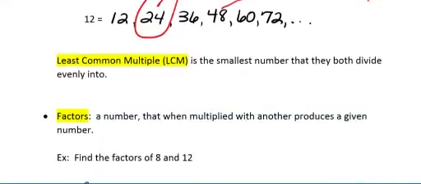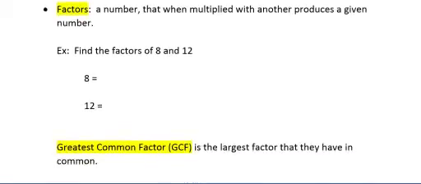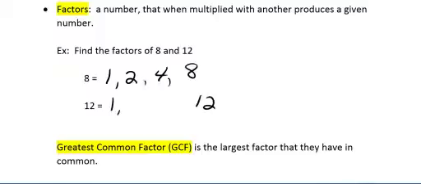Now we're going to look at factors of a number. The factors of a number are the numbers that, when multiplied by another, produce a given number. So we're going to find the factors of 8 and 12. In essence, the factors of 8 are the numbers that multiply together to give you 8, and that would be 1 times 8 and also 2 times 4. And then the factors of 12 are 1 times 12, 2 times 6, and 3 times 4.